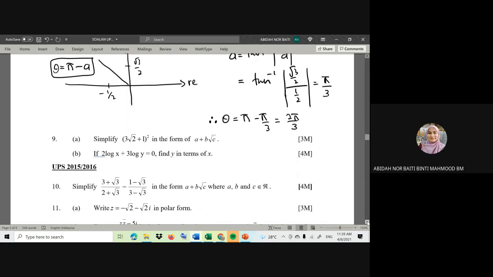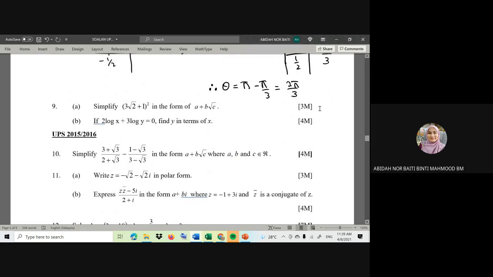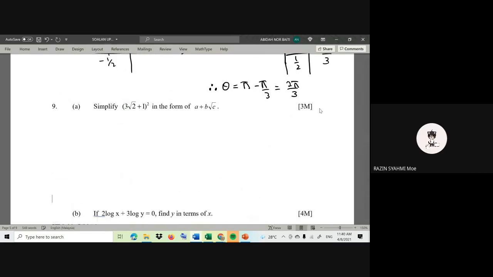Boleh? Boleh, madam. Okay, number 9. Number 9 boleh buat tak number 9 ni? Expand sahaja ya. Ada masalah tak nak expand ni? Saya rasa tak. Saya harap tak adalah.